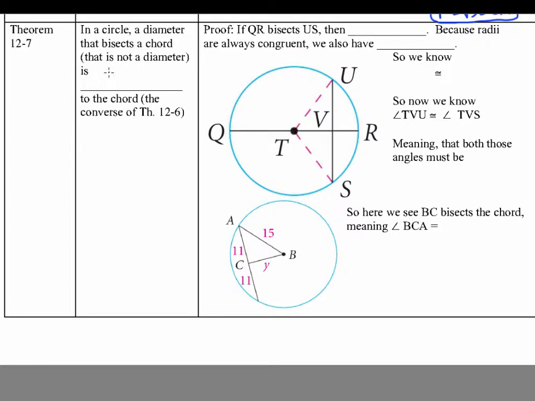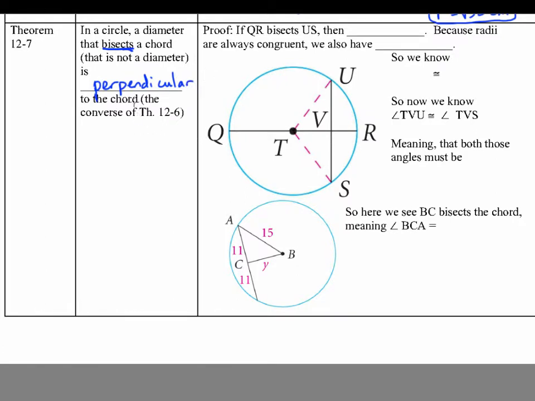Okay, theorem 12-7. Now this is the converse of the previous one. The previous one says if the diameter is perpendicular, then it bisects the chord. This one we're going to go backwards. It says if a diameter bisects the chord, then it is perpendicular. So the last one said if it's perpendicular, then it bisects the chord. This one's saying if the diameter bisects the chord, then it's perpendicular.